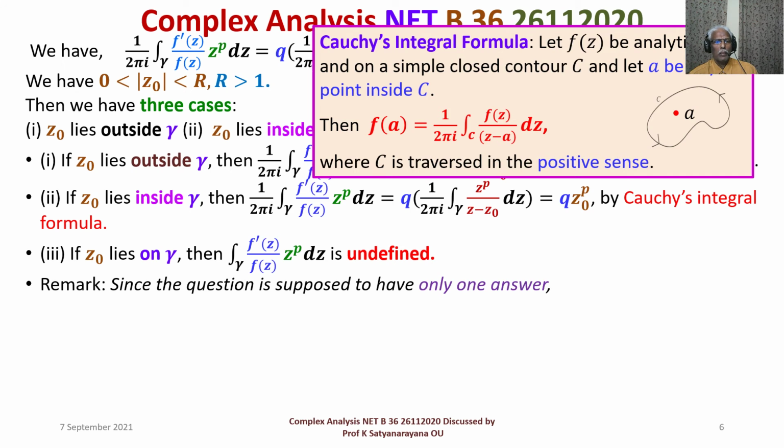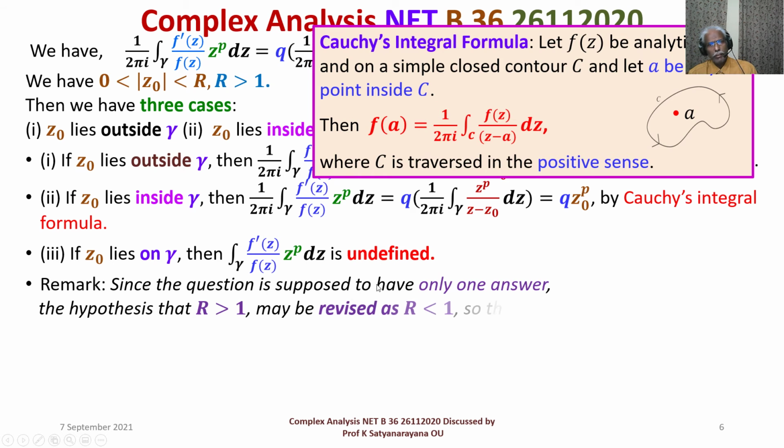only one answer, but you are getting three different cases and three different situations, and this is all because of your condition 0 less than mod z naught less than r, where r greater than 1. This condition is hampering all the results. So therefore, what we do is we will modify or revise this hypothesis. Instead of r greater than 1, we take r less than 1. So then we get a unique answer.